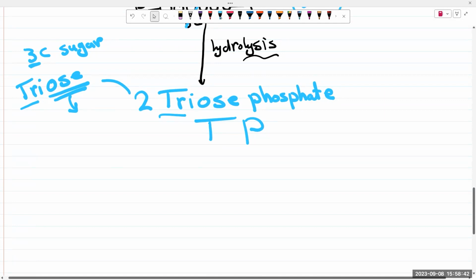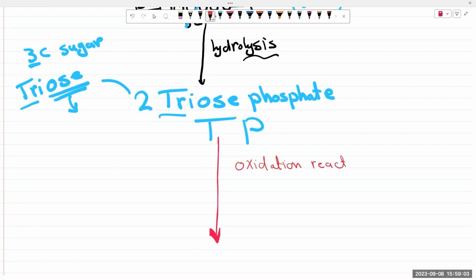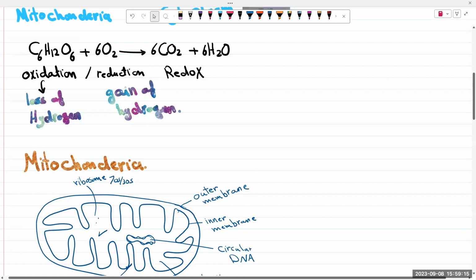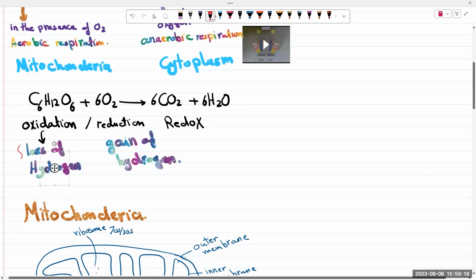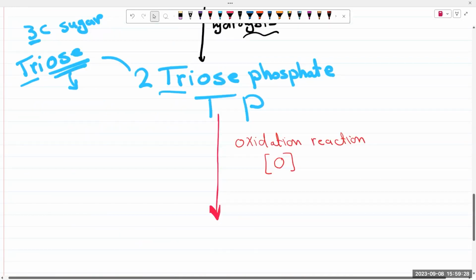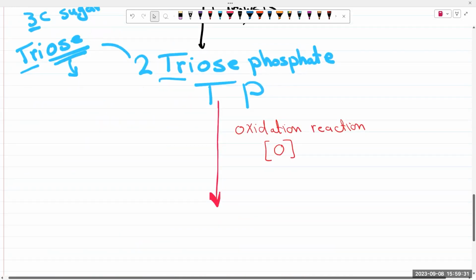The next reaction here, that triose will be oxidized. So here there is an oxidation reaction. I will give you the definition of oxidation reaction in organic chemistry or biochemistry, and we will go with that one, which is loss of hydrogen. Agree with me or not? So for that molecule to be oxidized, it's supposed to lose hydrogen. Agree with me or not?